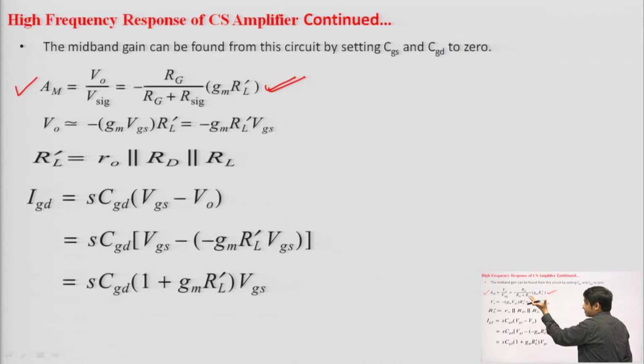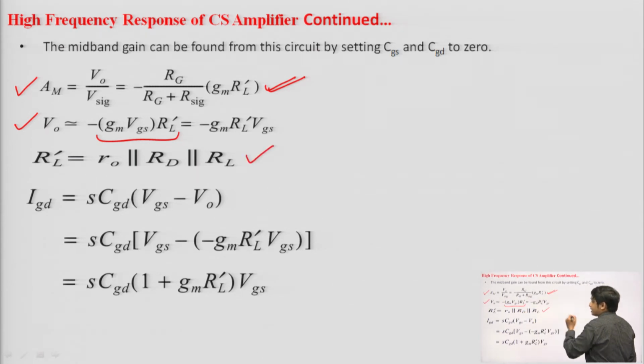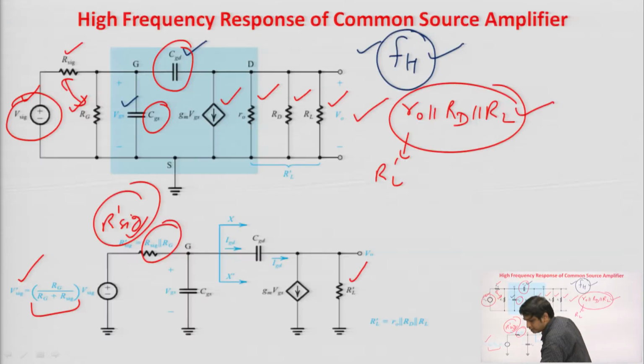So, we have seen that in the midband the gain is constant, the gain is highest, fine, because in the midband there is no capacitive effect. This expression we have already derived in unit 1, and by this high frequency model we can write the value of V naught, that is minus Gm into Vgs into RL dash. The minus sign comes because this is a common source amplifier, fine, and RL dash is R naught parallel to RD parallel to RL.